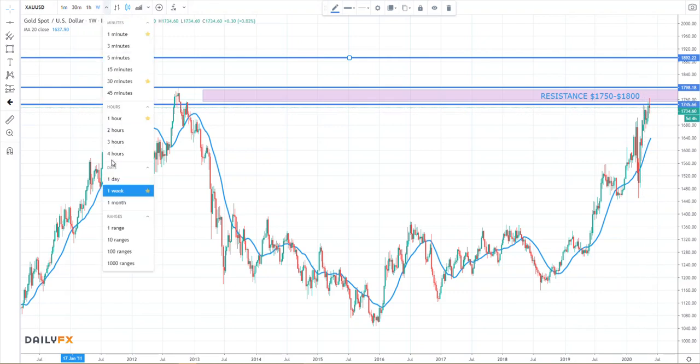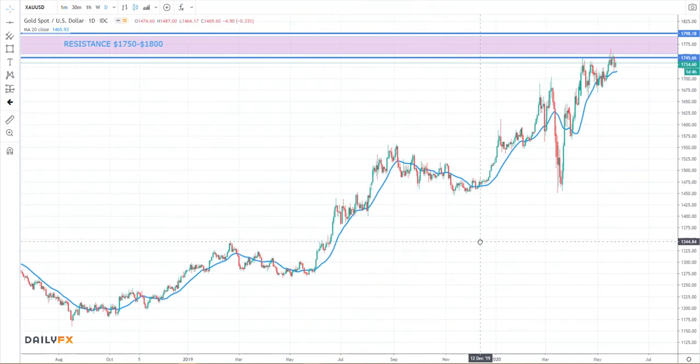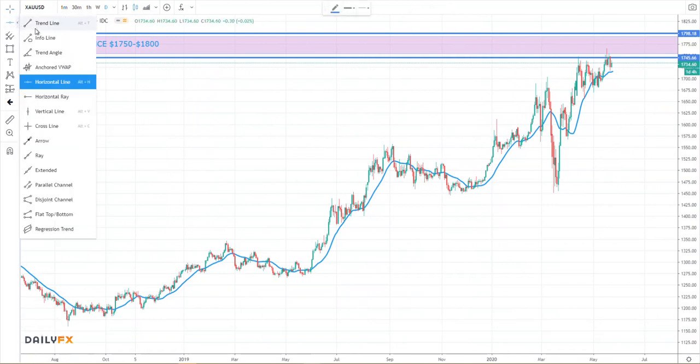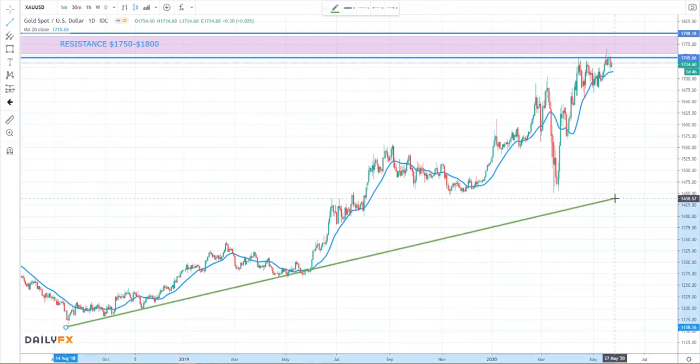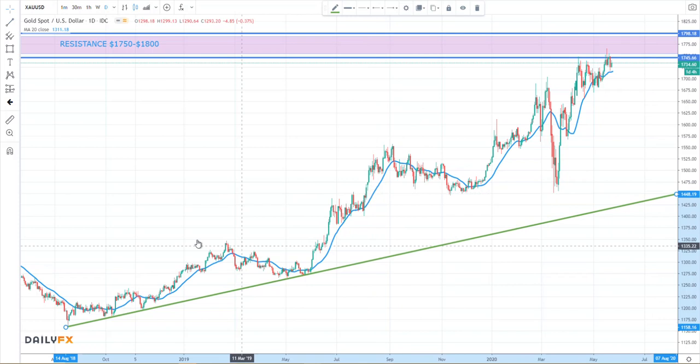Let's go ahead and look at our daily chart. Now each one of these candles represents 1 day of price action, so it gives us a smaller look. And we can see back from August, where this recent uptrend, call it our near-term trend, has its bottom. We just connected all of our lows.